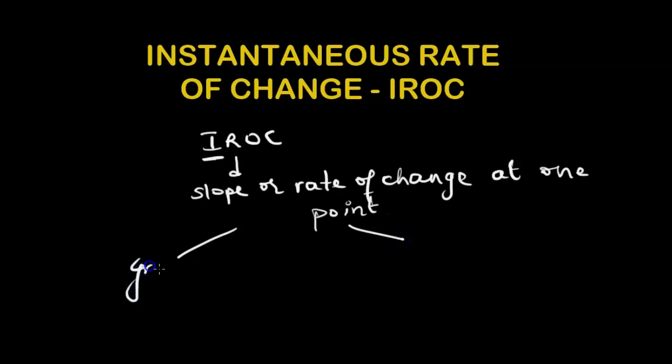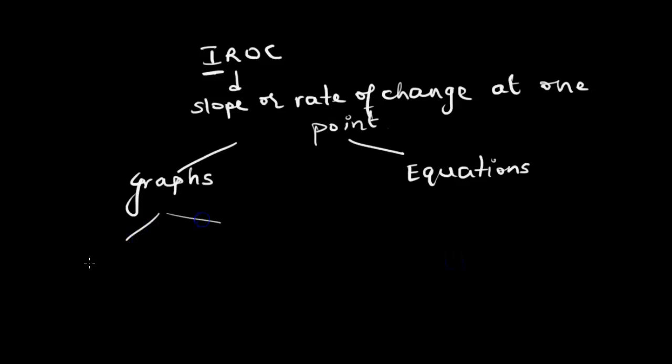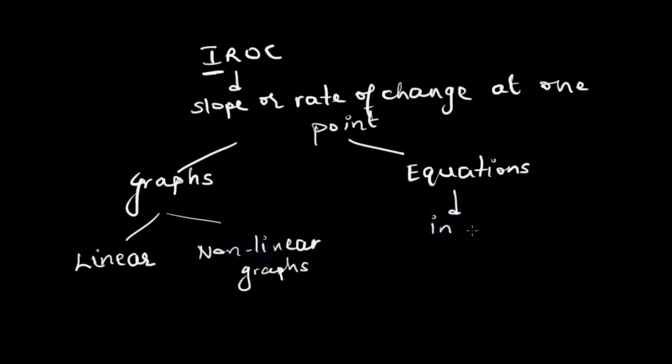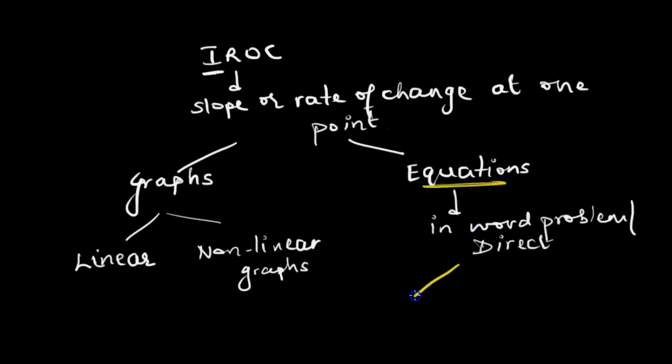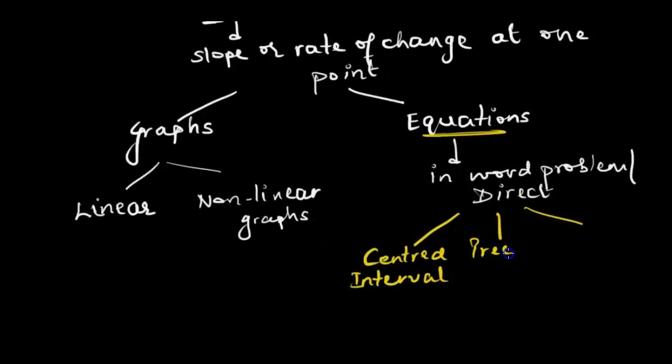One is from graphs and one is in the form of equations. Graphs can be given in two forms: linear graphs, same way as we did in average rate of change, and nonlinear graphs. Equations can be given in the form of word problems or direct equations. However, for solving IROC when we are given equations, there are three different methods to do so.